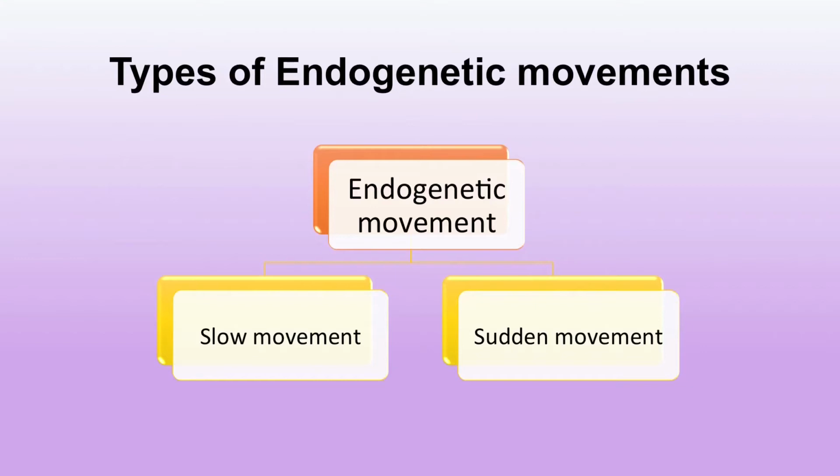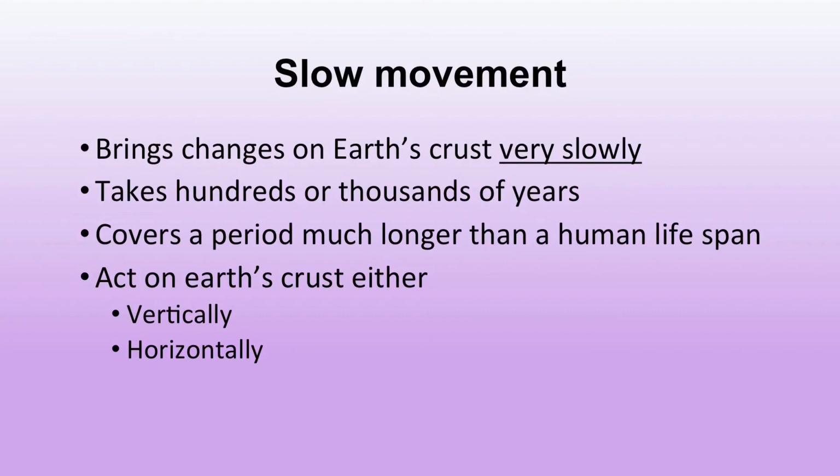There are two main types of endogenetic forces. One is slow movement and another is sudden movement. As the name suggests, slow movements act very slowly and sudden movements act very fast. First of all, slow movement brings changes on Earth's crust very slowly. It takes hundreds of thousands of years to act, and it covers a much longer time span than a human lifespan. It acts on Earth's surface either vertically or horizontally.